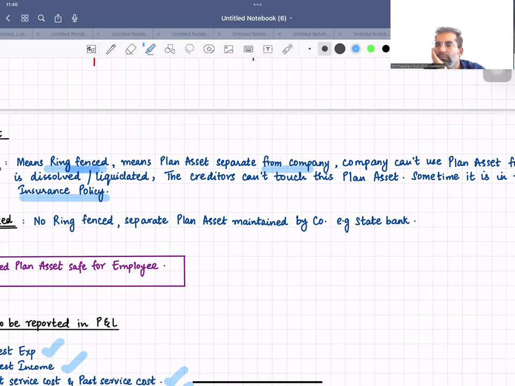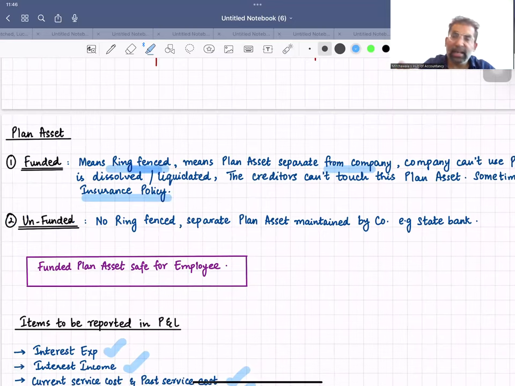Now, the second one is unfunded. Unfunded means no ring fence, no separate plan asset maintained. Let me give you an example. Sometimes we say, yes, we have bought this property and we'll pay from this property, and yes, we are using this property for our own objectives as well. So now it's no more ring fenced, and this is risky for the employee. Tell me, which one is safe for the employee? Funded is safe.